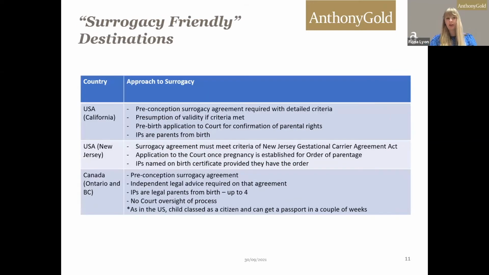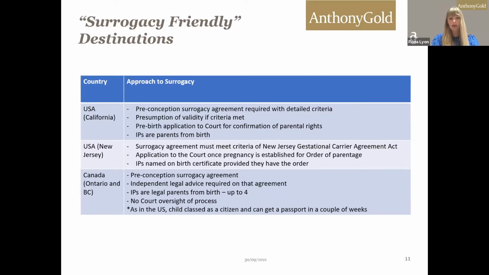So-called surrogacy-friendly destinations are the US and Canada. The US see themselves as a very safe area for surrogacy. But please remember that it does vary from state to state. There is no federal law. This will be completely down to which state you go to. California, a very popular destination. New Jersey is another popular destination for this. Again, you will be getting independent legal advice from a lawyer on that.